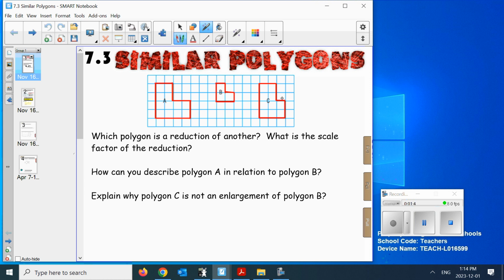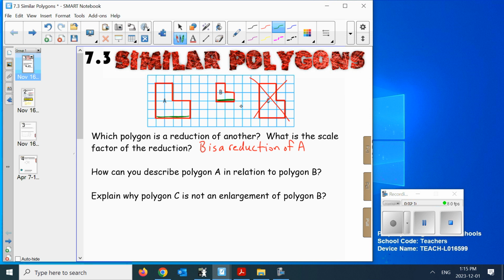So which one's a reduction of the other? Let's answer that question on paper here. B is a reduction of A. C, I'm drawing here, is neither. What is the scale factor of the reduction? If it's truly a reduction, it doesn't matter which one you take to compare, but I'll choose. There's bottoms. 4 turns into 2.